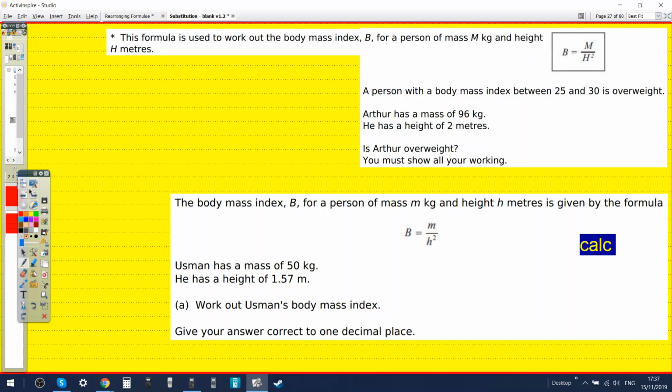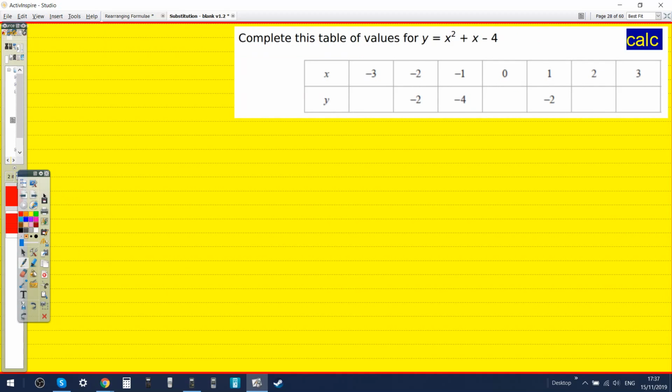How about let's do the bottom one. Okay, so 50 over 1.57 squared gives us 20.3. That's one decimal place. That's okay, so try putting this in your calculator.